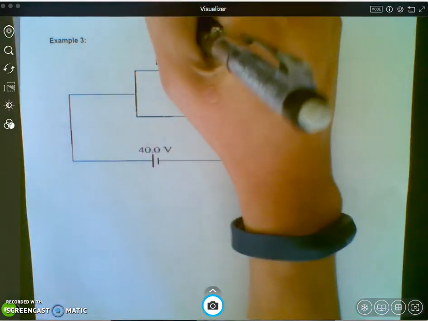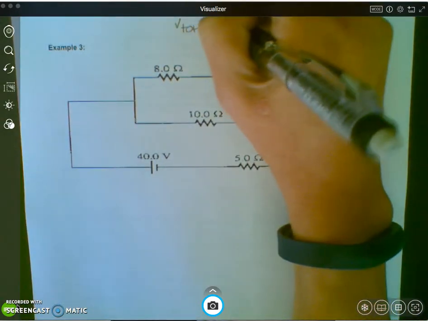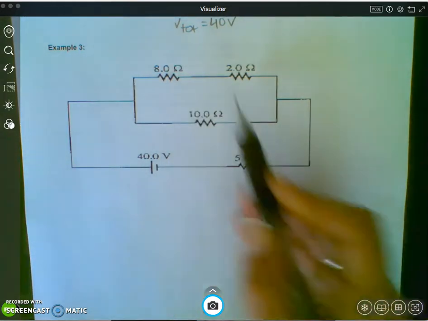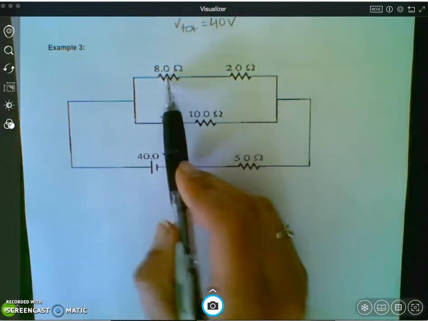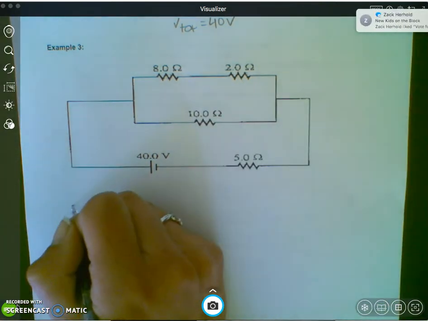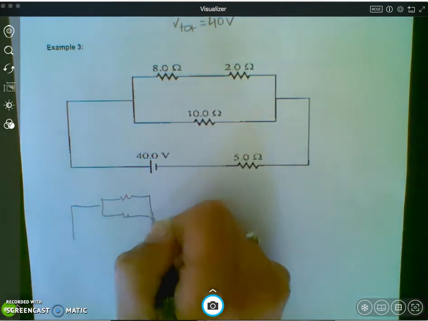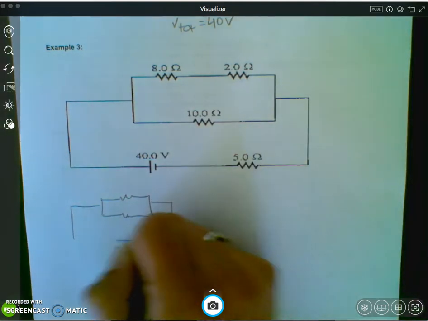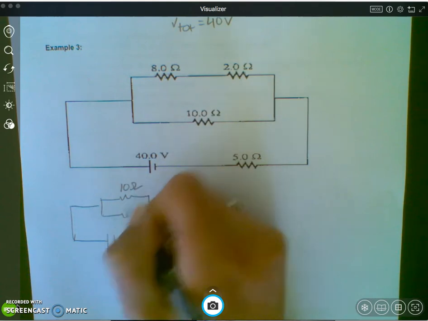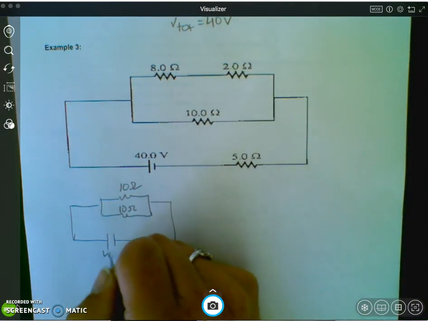Okay, we know our V total, I'm going to put it up here, is 40 volts because that's what's coming out of the battery. Okay, and then if we combine the resistors, first we need to combine these in series. Okay, so 8 plus 2 is 10. So we have a circuit that looks like this, where this is 10 ohms and this is 10 ohms. And this is 5 ohms and this is 40.